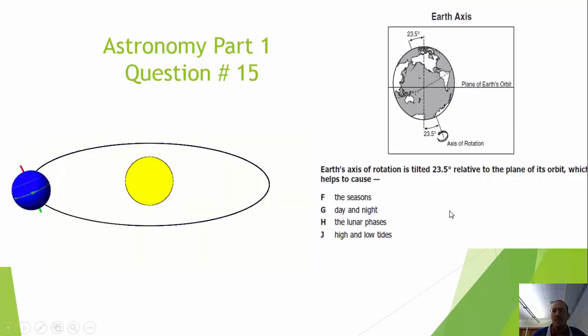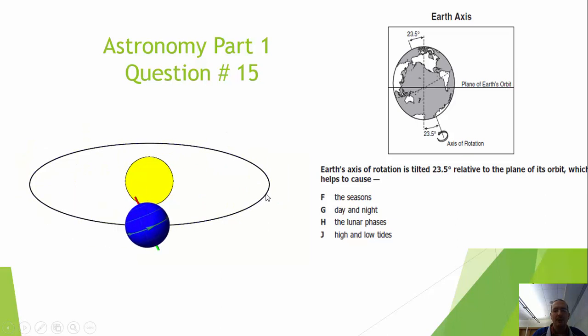Earth's axis of rotation is tilted 23.5 degrees relative to the plane of its orbit, which helps to cause, is it the seasons, which looks to be a pretty good answer. As you look over here, you'll see the Earth, which is blue, revolving around the sun. As it's revolving around the sun, it's also rotating on its axis every 24 hours, which causes the day and night. The tilt of the axis does not cause the day and night. It's the rotation of the axis which causes day and night.